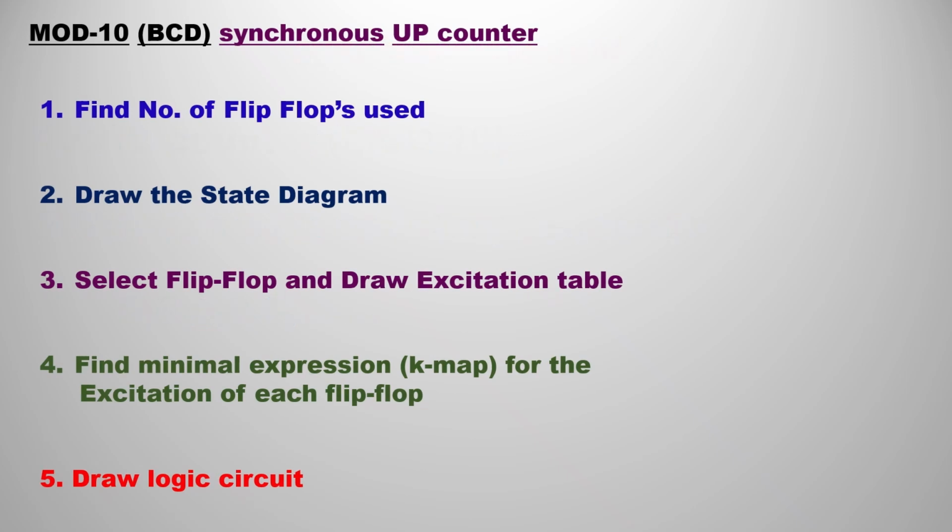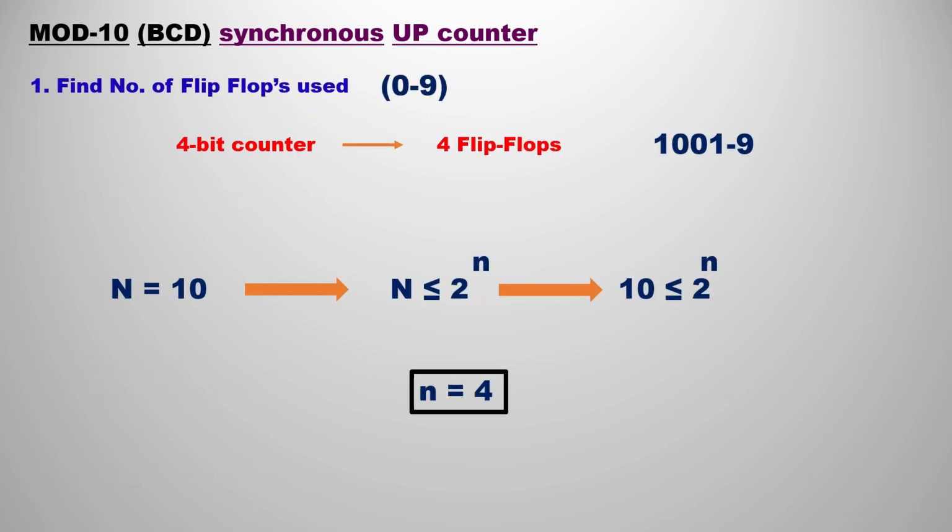As we saw in the previous video, we are just going to follow the same steps to obtain any kind of synchronous counter. The first step is to find the number of flip-flops. So let's see how many flip-flops are needed for the BCD synchronous counter. BCD means what? Total 10 states. So 10 states means we are going starting from 0 and ending at 9. So basically we have 10 states starting from 0 to 9.